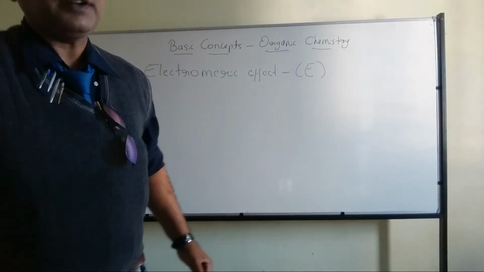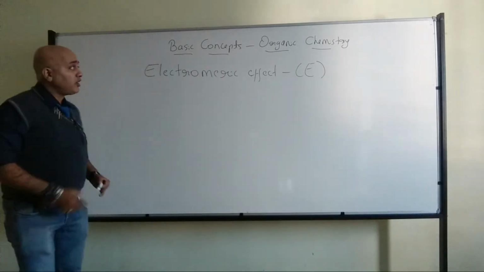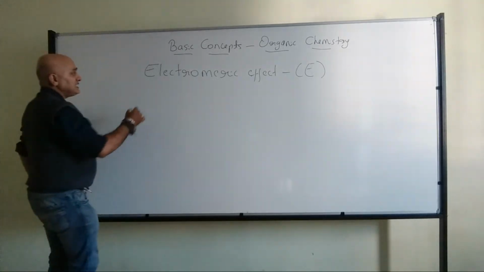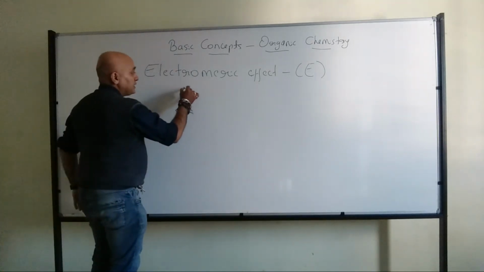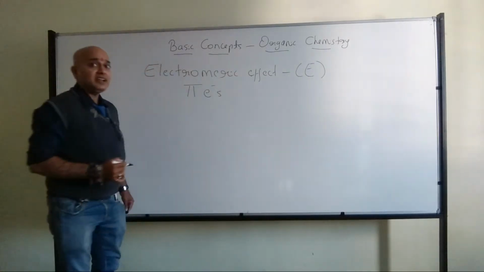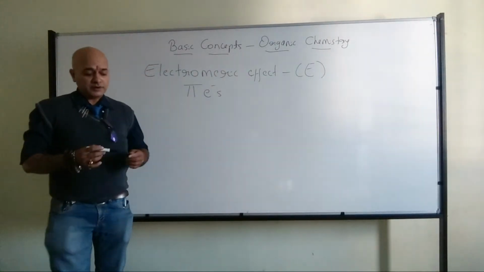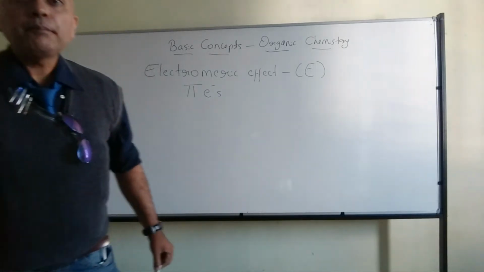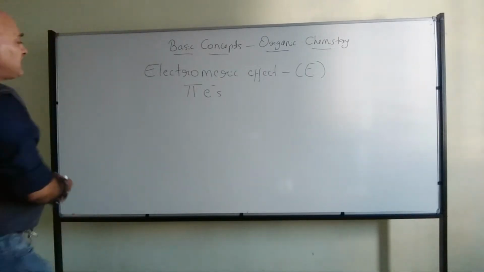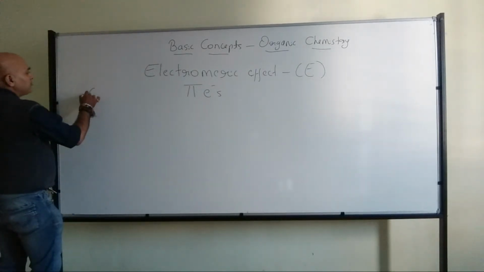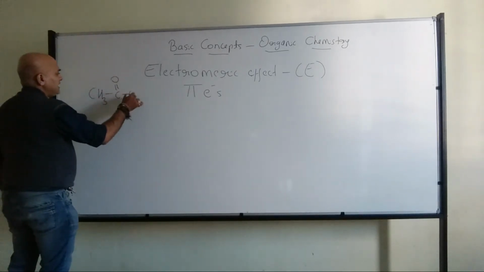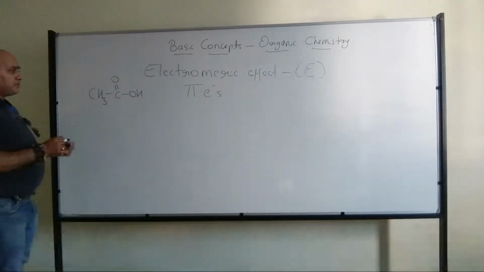Okay, fine. So when I am talking about electromagnetic effect, that is related to those elements which are having pi electrons, or which are having a double bond or a triple bond. Acetic acid does not have any double bond between the carbons.